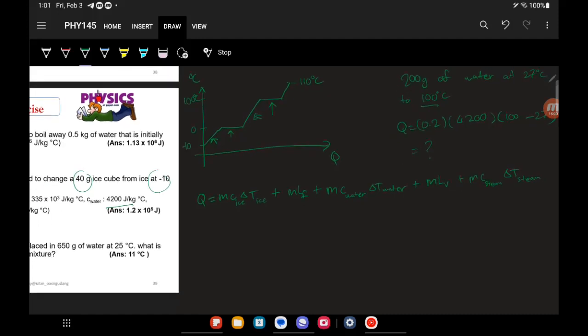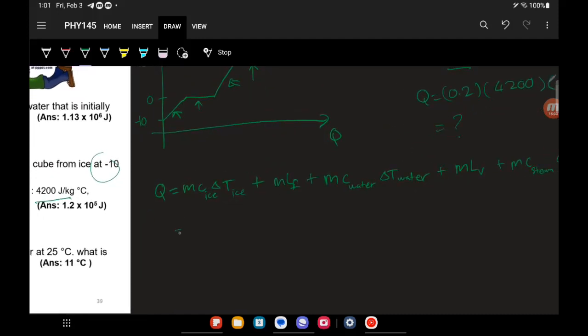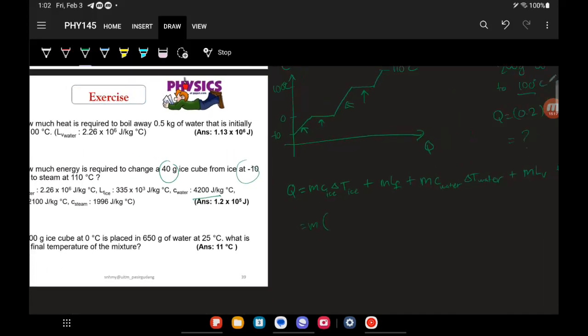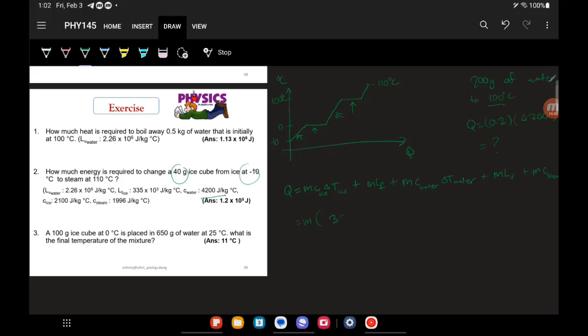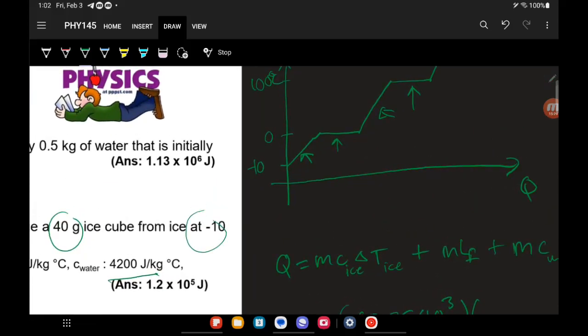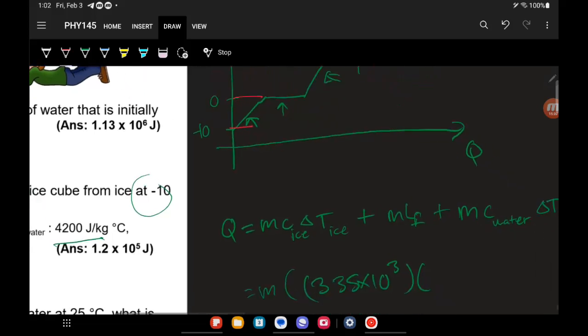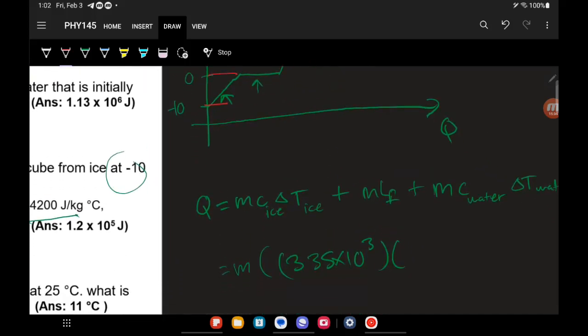Okay, the thing you should note when you put in the values: we can make things a little easier, because all these terms have m, and m is the same, so you can factorize the m right away. You just put the m outside, so you're only left with c ice, 335 times 10 to the power of 3, and then delta T ice. For this temperature difference, you need to be aware: the final will be 0, so 0 minus -10. Don't forget this, it is minus the value.